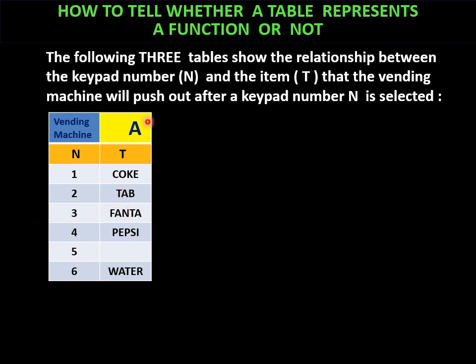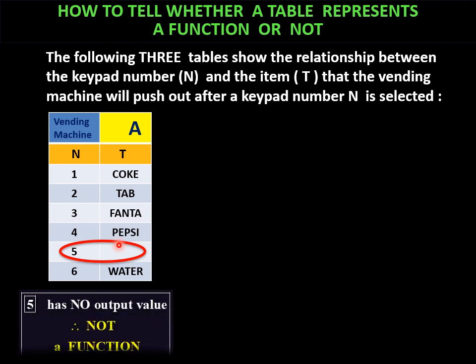So if we look at vending machine number A, let's see whether vending machine number A is functioning. But if I look at 5, there's no output. And remember, every input must have exactly one output. Therefore, this machine is not functioning. You can see this does not represent a function.